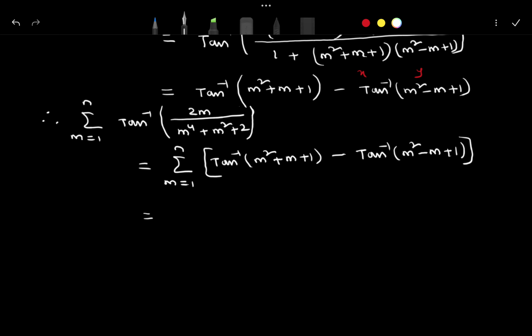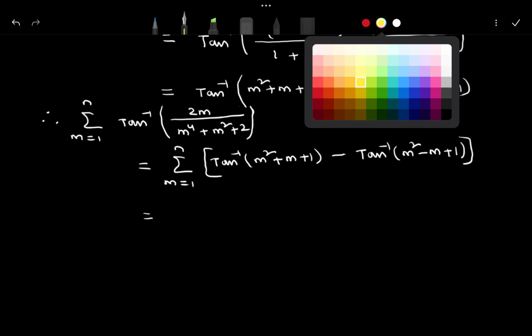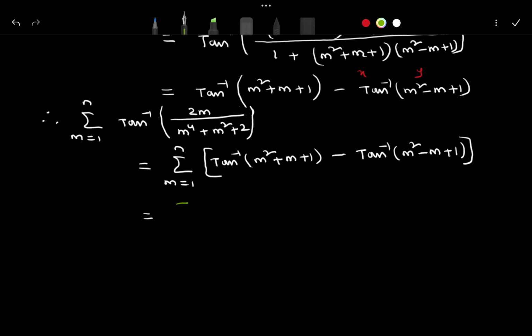So if you write m equals 1, it becomes tan inverse of 3 minus tan inverse of 1. So m equals 1, this is the value, right? Next, if you write m equals 2, tan inverse of 2 square plus 2 plus 1.